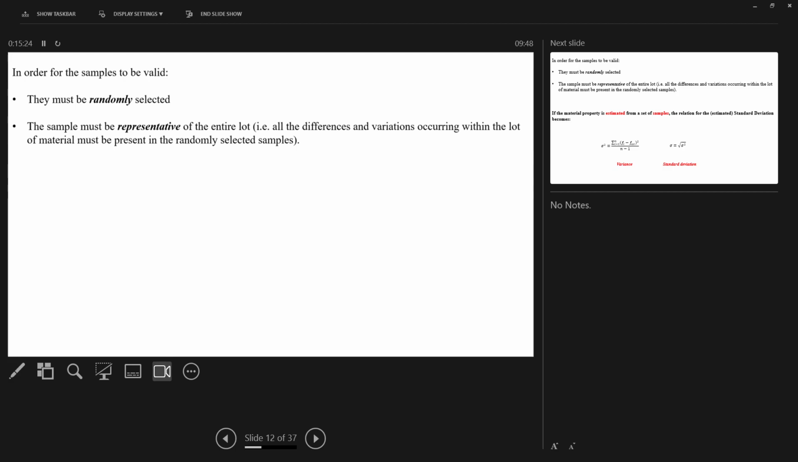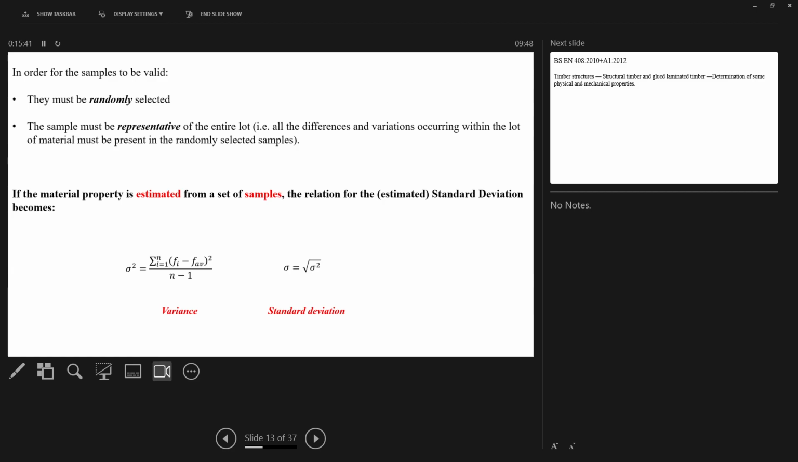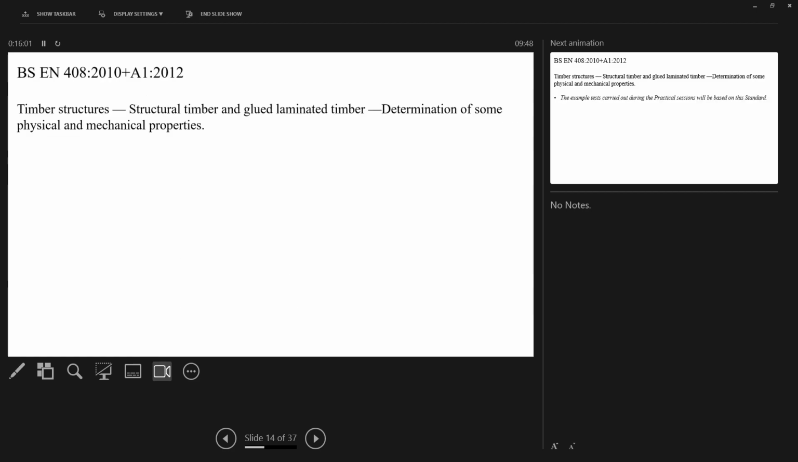Right. So they must be randomly selected. Now, when we're doing it commercially, I think most of you have met Wojtek. When he's doing this commercially, he's got processes in place, there are ways to do it. Right. If a material property is estimated from a set of samples, the relation for the estimated standard deviation becomes the variance and the deviation. Fair enough. Right. Timber structure, yep.